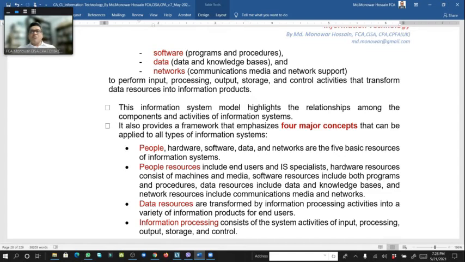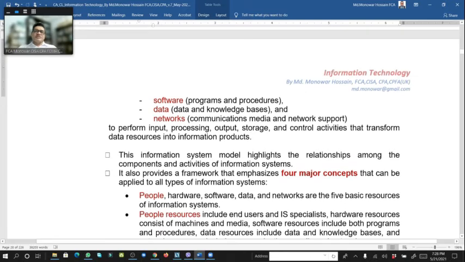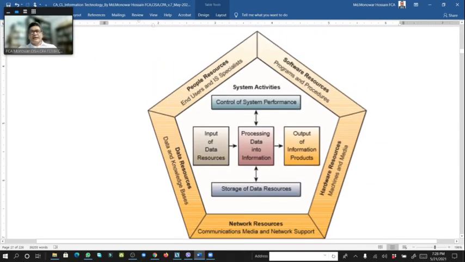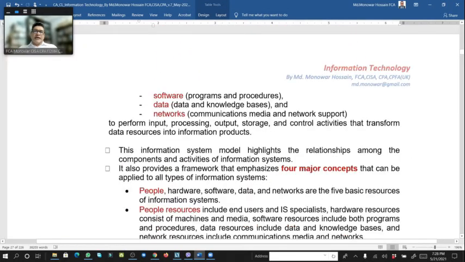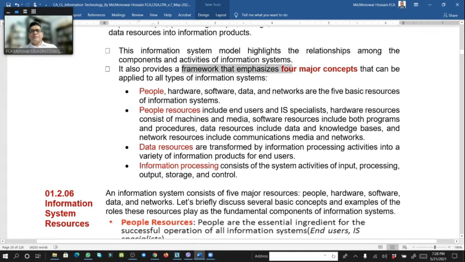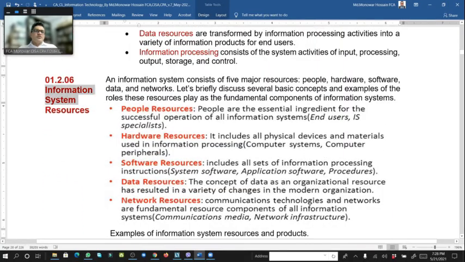This information system model highlights the relationship among the components and activities of the information system. So this also highlights their activity. Input goes to the process to make the output, and the data is also stored, and control is here, including all resources. It also provides the framework and emphasizes four major concepts: people, hardware, software, people resource, data resource, and information processing. Information resource, system resource, also the component, also the resource.